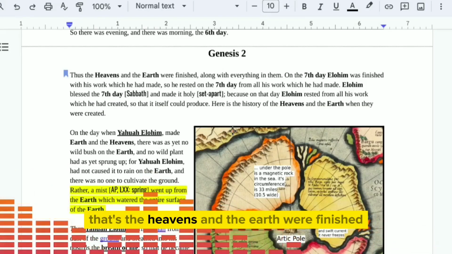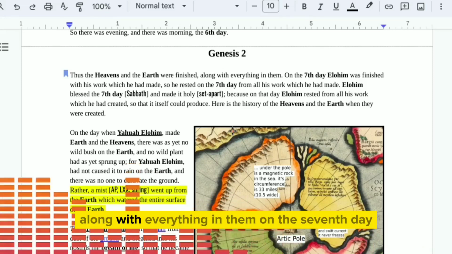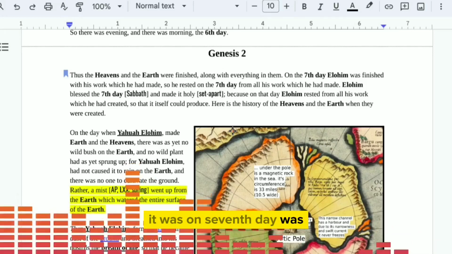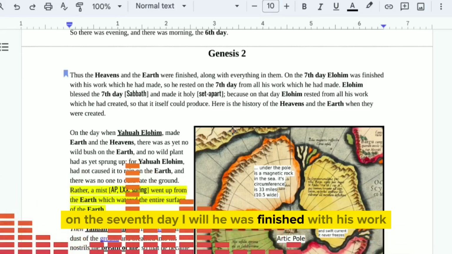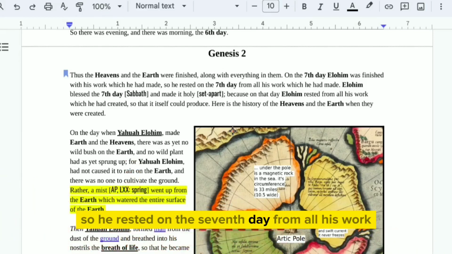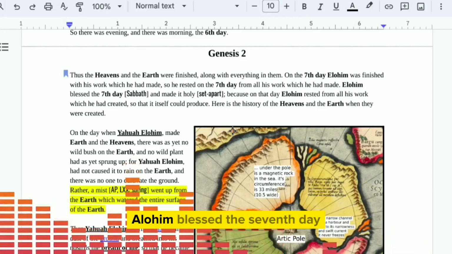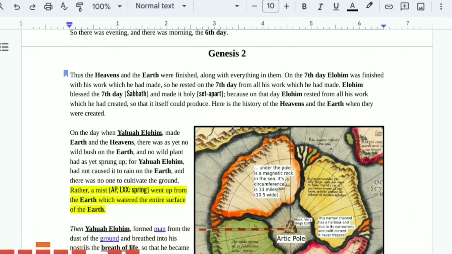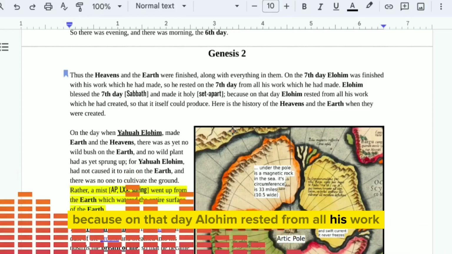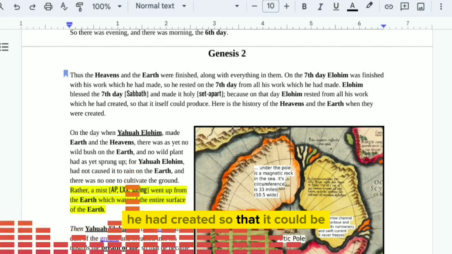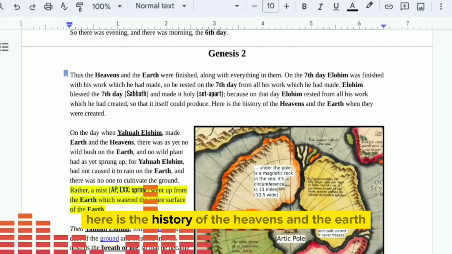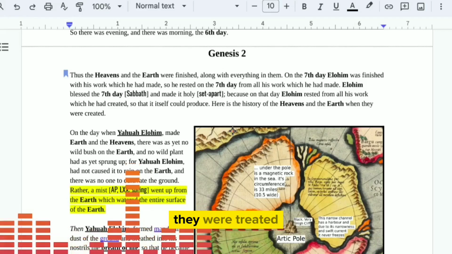Genesis 2. Thus the heavens and the earth were finished, along with everything in them. On the seventh day Elohim was finished with his work, which he had made. So he rested on the seventh day from all his work which he had made. Elohim blessed the seventh day, the Sabbath day, and made it holy, or set apart, because on that day Elohim rested from all his work which he had created, so that it itself could produce. Here is the history of the heavens and the earth when they were created.